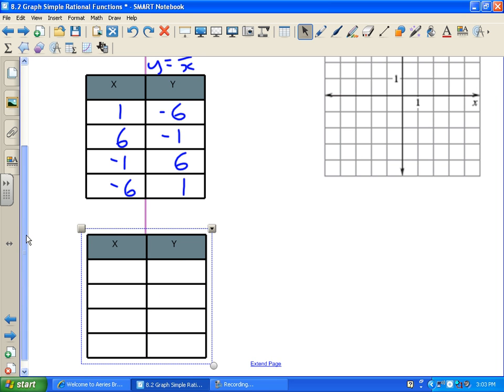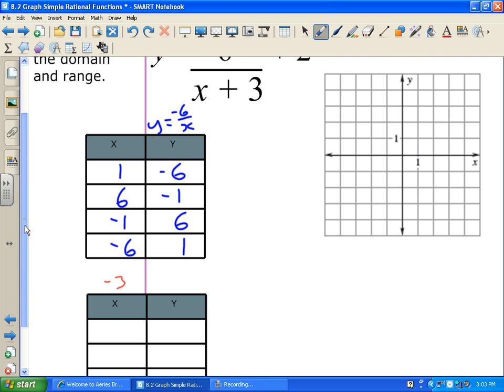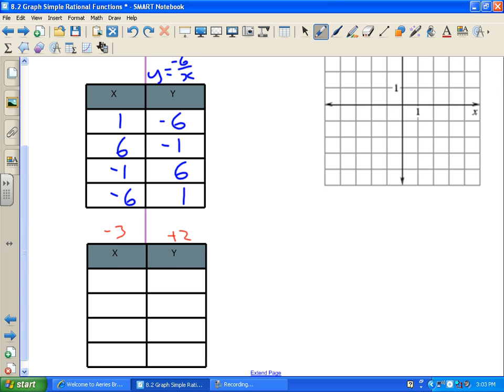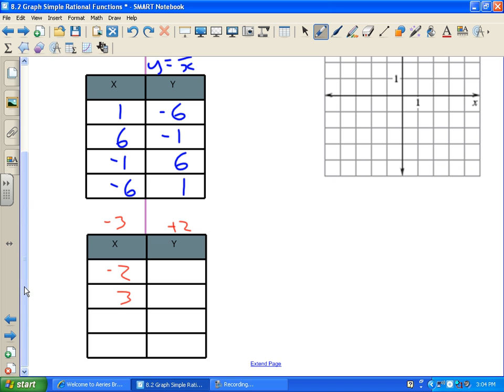Time to make a child. By subtracting 3 for all of our x values and adding 2 for all of our y values. 1 minus 3, negative 2. 6 minus 3 is 3. Negative 1 minus 3, negative 4. Negative 6 minus 3 is negative 9.